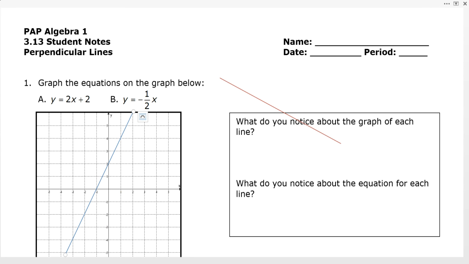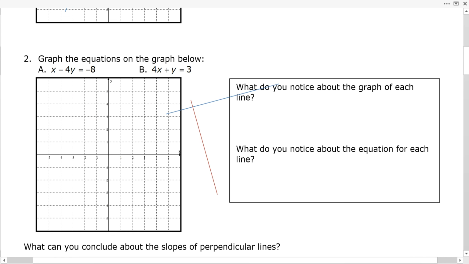My red line is going to go through 0, 0, and its slope is negative 1/2, which means it's going up 1 over to the left 2. If I can get it to go there, that's close enough. Okay. What do you notice about the lines? Maybe they're perpendicular. Okay, let's do the next one.